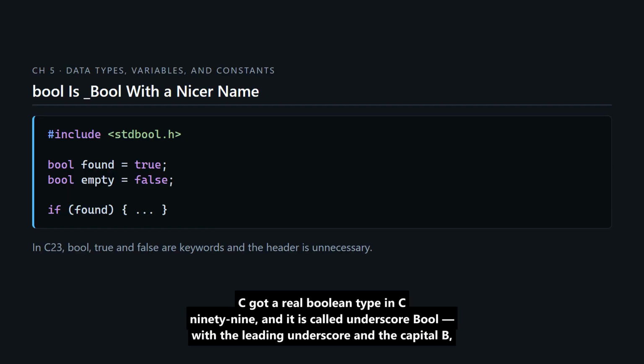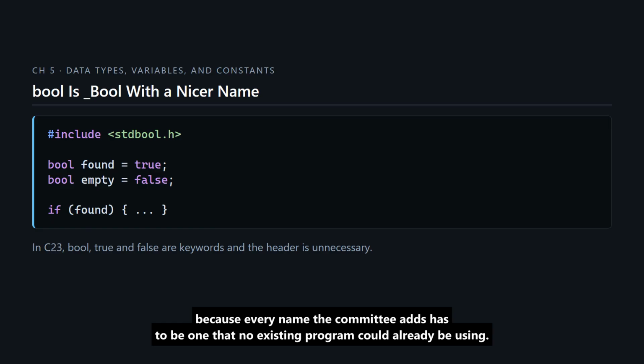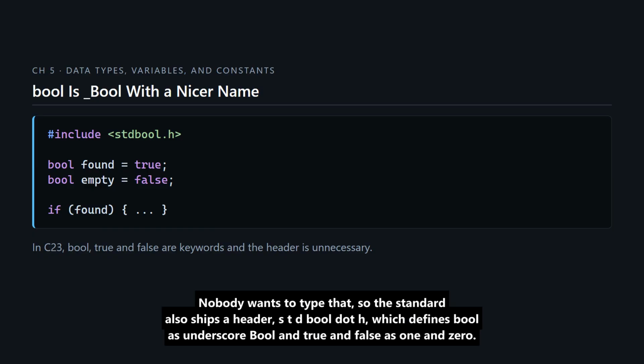C got a real Boolean type in C99, and it is called _Bool, with the leading underscore and a capital B. Because every name the committee adds has to be one that no existing program could already be using. Nobody wants to type that, so the standard also ships a header, stdbool.h, which defines bool as _Bool and true and false as 1 and 0.